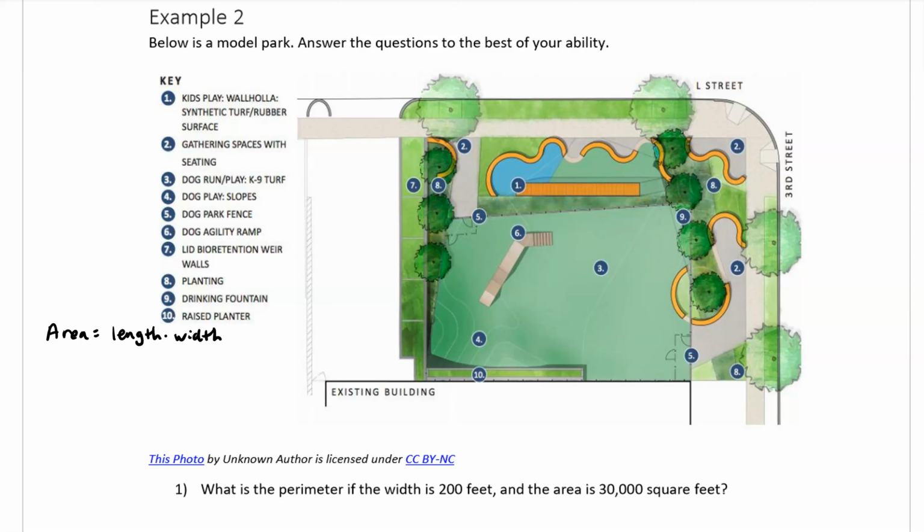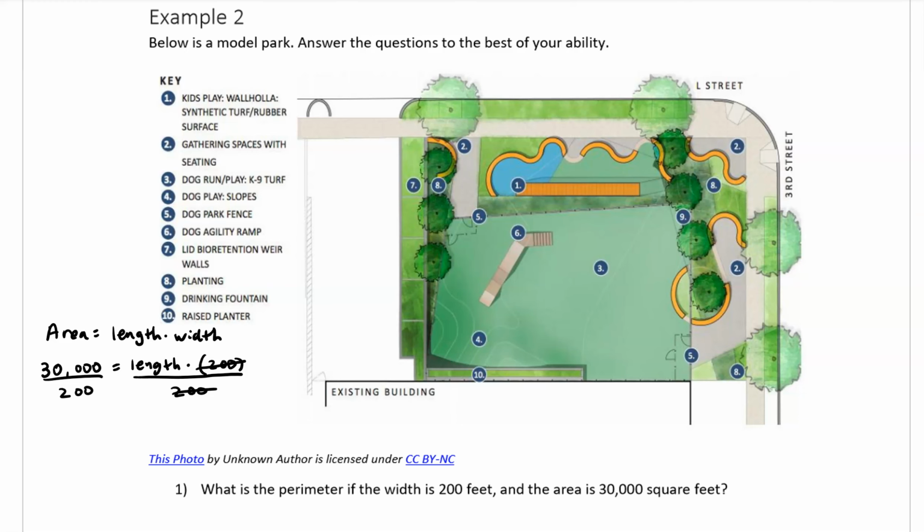And we know two of these values. So we know that the area is 30,000. So in the area formula, I'm going to replace area with 30,000. And we don't know what the length is, but we do know that the width is 200. So I'm trying to find a number that when I multiply it to 200, it gives me 30,000. And the way that we can solve for the unknown is by dividing both sides by 200.